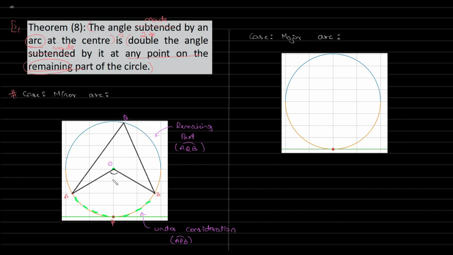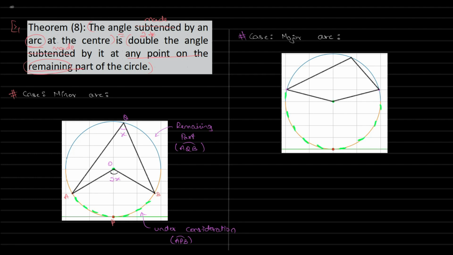So what does the theorem tell? Say this is 2 times of x. This will be x. It will be half of it. Right? So this is your theorem. So now let's consider a case of major arc. So the arc subtended by the major part of the arc. The angle subtended by the major arc will look something like this. So this is the center. So this is the angle subtended by it. And with the remaining part, it will look something like this.